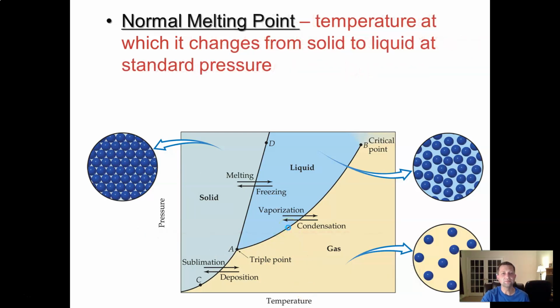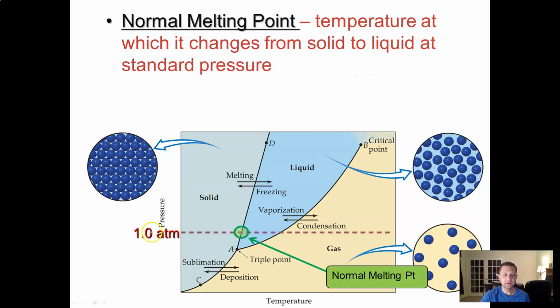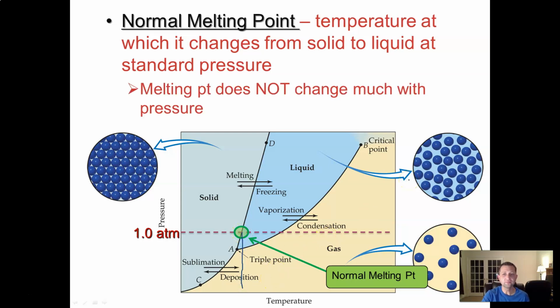So easy. Same thing with melting point. You go to 1 atmosphere of pressure. You go over to the line between melting and freezing, solid and liquid, and then you find out where you are, and you go down. It gives you your normal melting point. Notice how melting point doesn't change much with pressure. So that's the other thing we need to mention here.